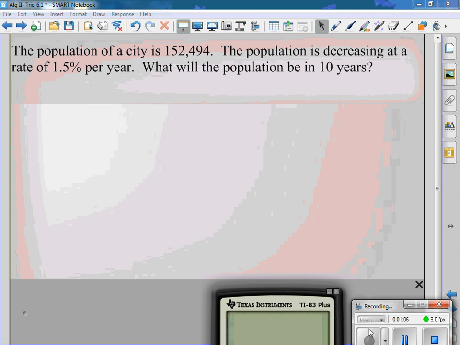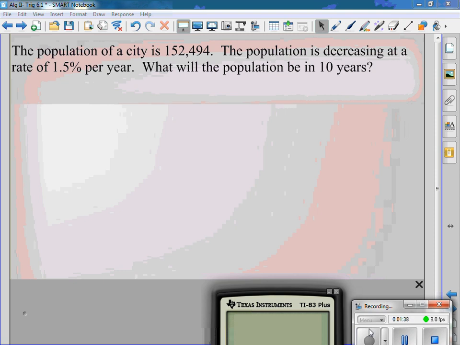The population of a city is 152,494. The population is decreasing at a rate of 1.5% per year. What will the population be in 10 years? What's happening in the problem? It's decaying. What's happening to the amount of people? It's decreasing. People aren't decaying. It's the number of people that is decreasing.